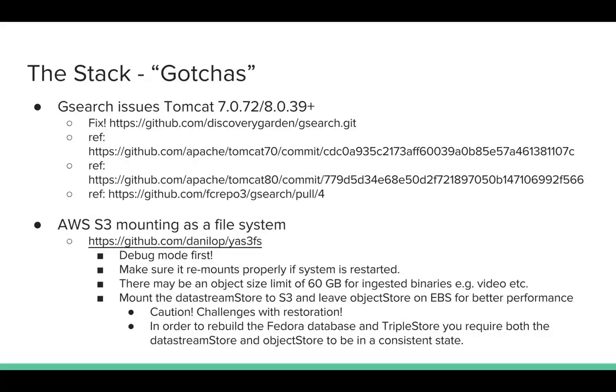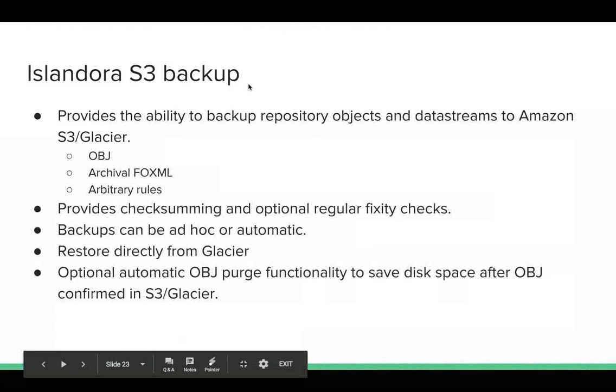I have gotten it working where both the data stream store and object store are mounted in S3. However, there is a performance hit, but it seems to work. So if you're going to go the route of having the data stream store in S3, I definitely make sure you have alternate backups aside from just the snapshots. And this actually brings us to our next slide I'd like to talk about a bit.